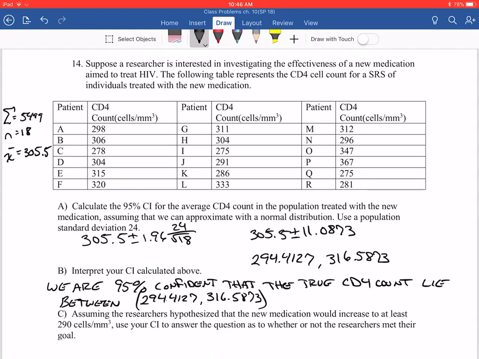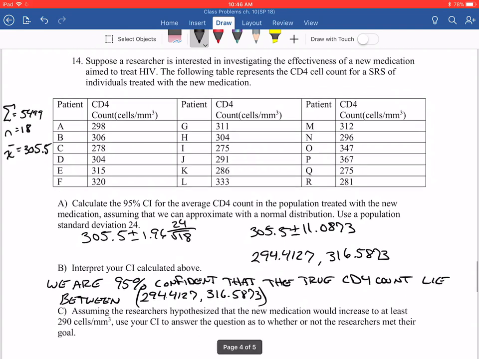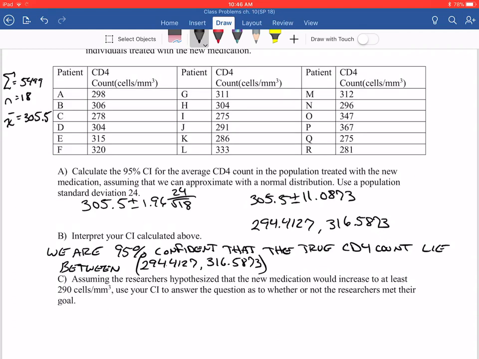So in number 14, suppose a researcher is interested in investigating the effectiveness of a new medication aimed to treat HIV. The following table represents the CD4 cell count for a simple random sample of individuals treated with the new medication. So here you have your patients A through R and the CD4 count associated with them with the treatment of the new medication. Part A asks us to calculate a 95% confidence interval for the average CD4 count of the population.